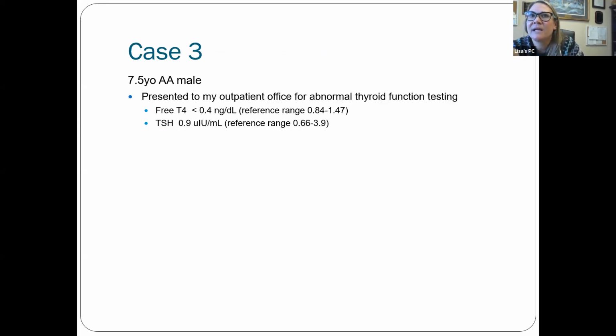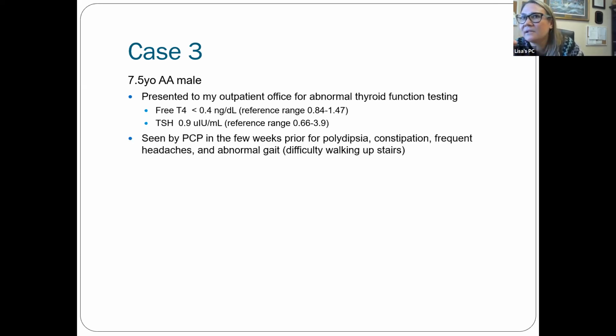And so last case, and then we're done. Interesting case, 7.5-year-old African-American male. He presented to my office actually for abnormal thyroid function. And when he came in, this was his thyroid function. So free T4 was undetectable and his TSH was also low. So this clearly looks like central hypothyroidism.